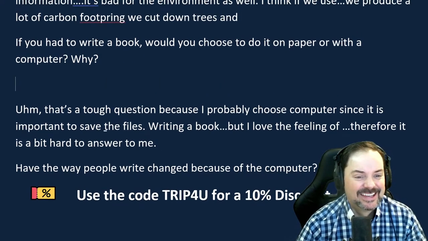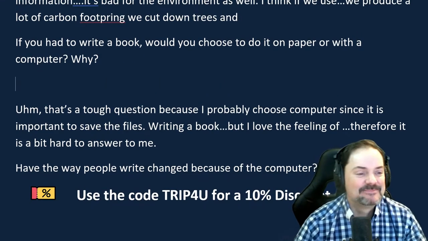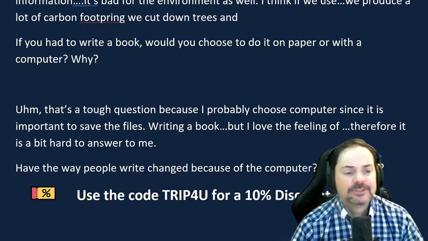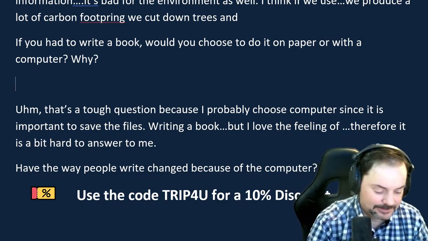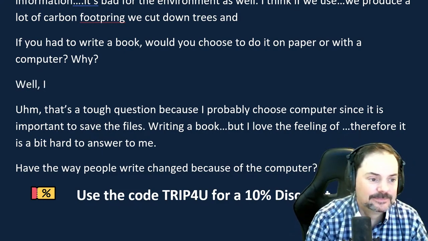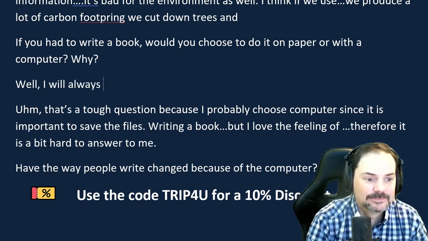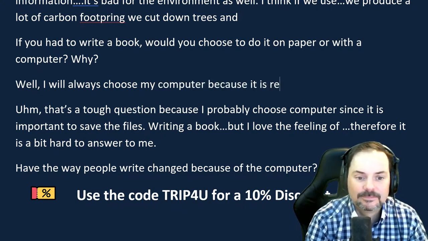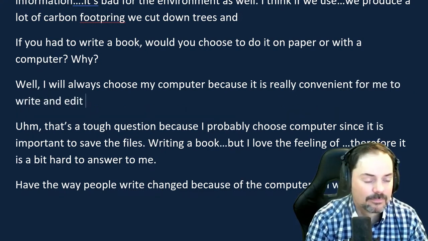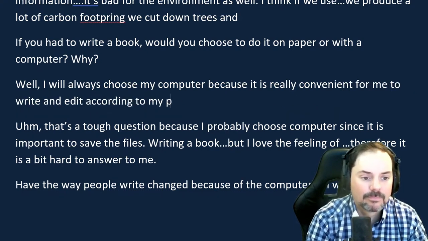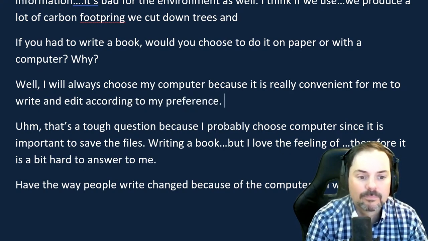Okay, let's talk a bit more about computer and paper. If you had to write a book, would you choose to do it on paper or with a computer? Well, I will always choose my computer because it is really quite convenient for me to write and edit different paragraphs and organize according to my preference. In fact, I recently also wrote a screenplay. I wrote it on my laptop.